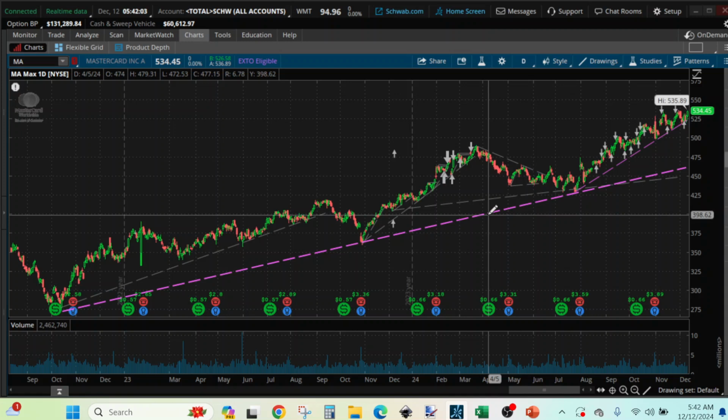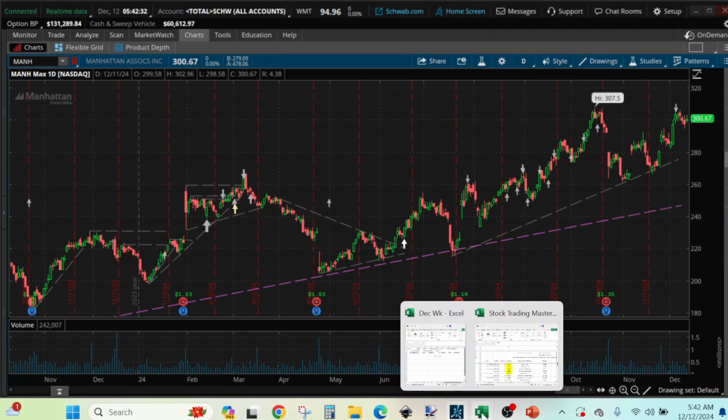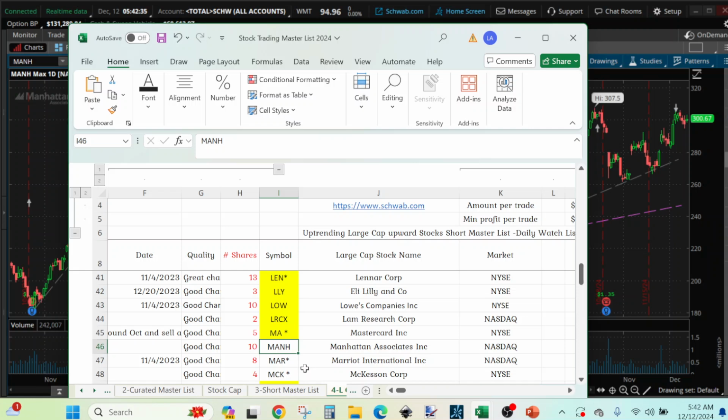MANH. Okay, so we want to buy it on this line and we can just wait. I know we have this line that is working, but it does not have a clear pattern. MAR, do you see quite a bit of gap down, gap up in it? It does not come to this line at all and can continue up.